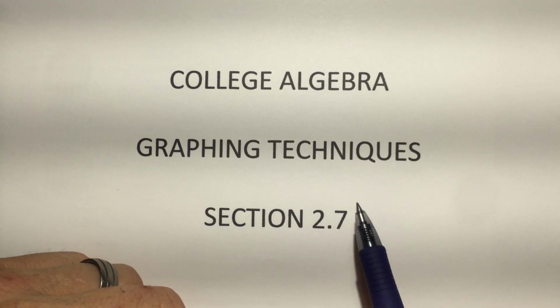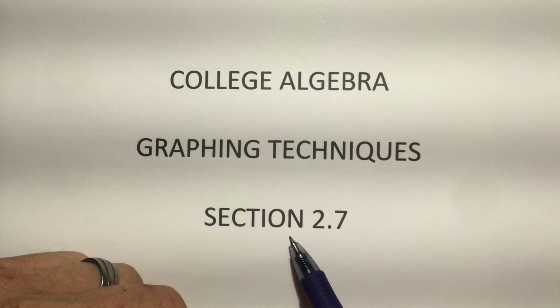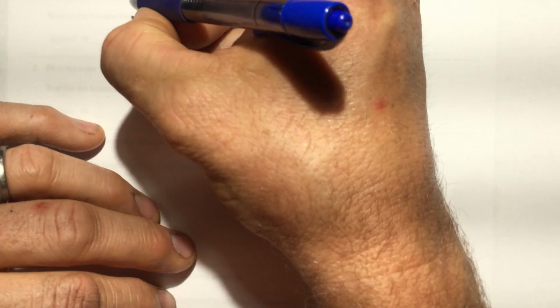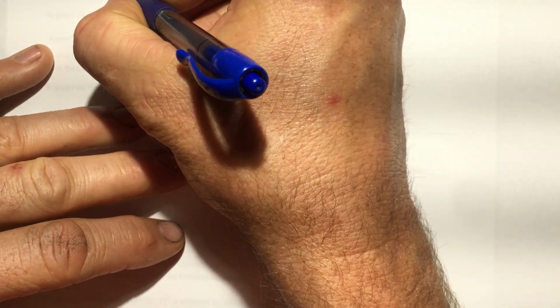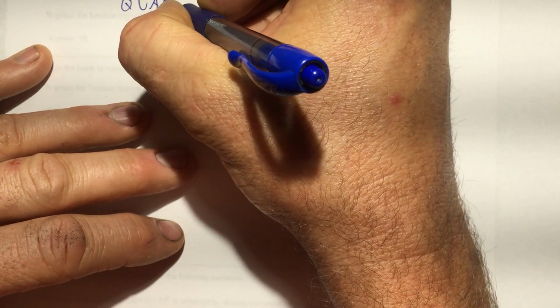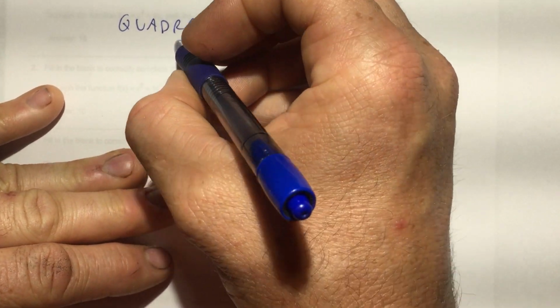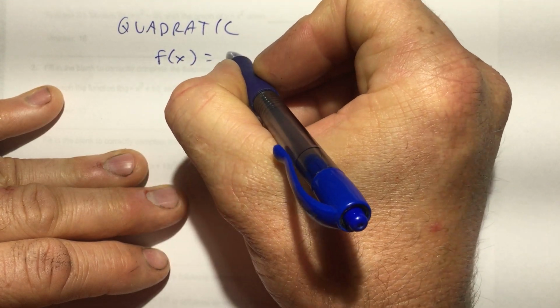All right, we're in college algebra, graphing techniques, which is section 2.7. What we're talking about on this is the quadratic function, f of x equals x squared.